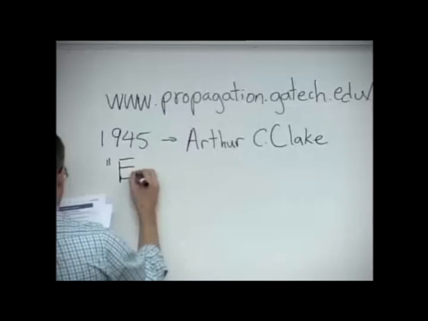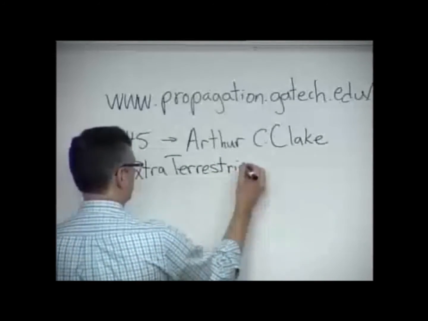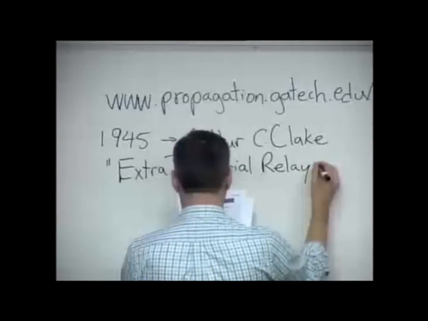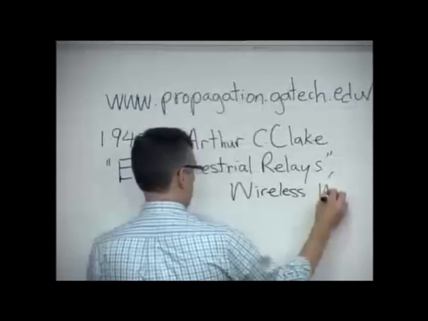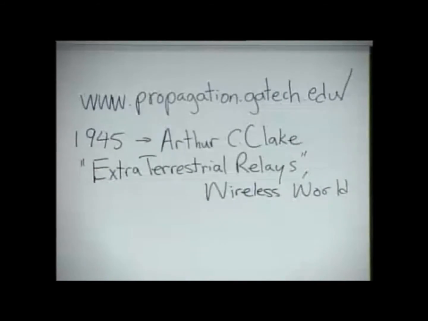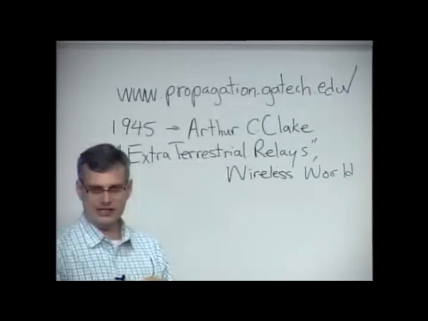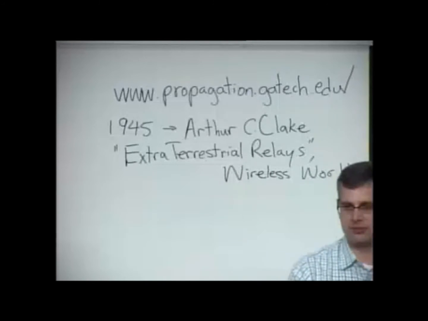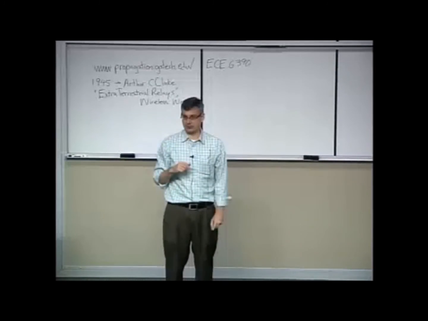He wrote an article called Extraterrestrial Relays, in Wireless World magazine or periodical. And his idea was radical at the time. He says, you know, if we could put a radio in space, you could send a signal up to the radio and it would bounce back to another part of the Earth. And that part could be beyond the horizon. And you would still get the signal. That was actually a pretty radical idea in terms of radio communications back then.